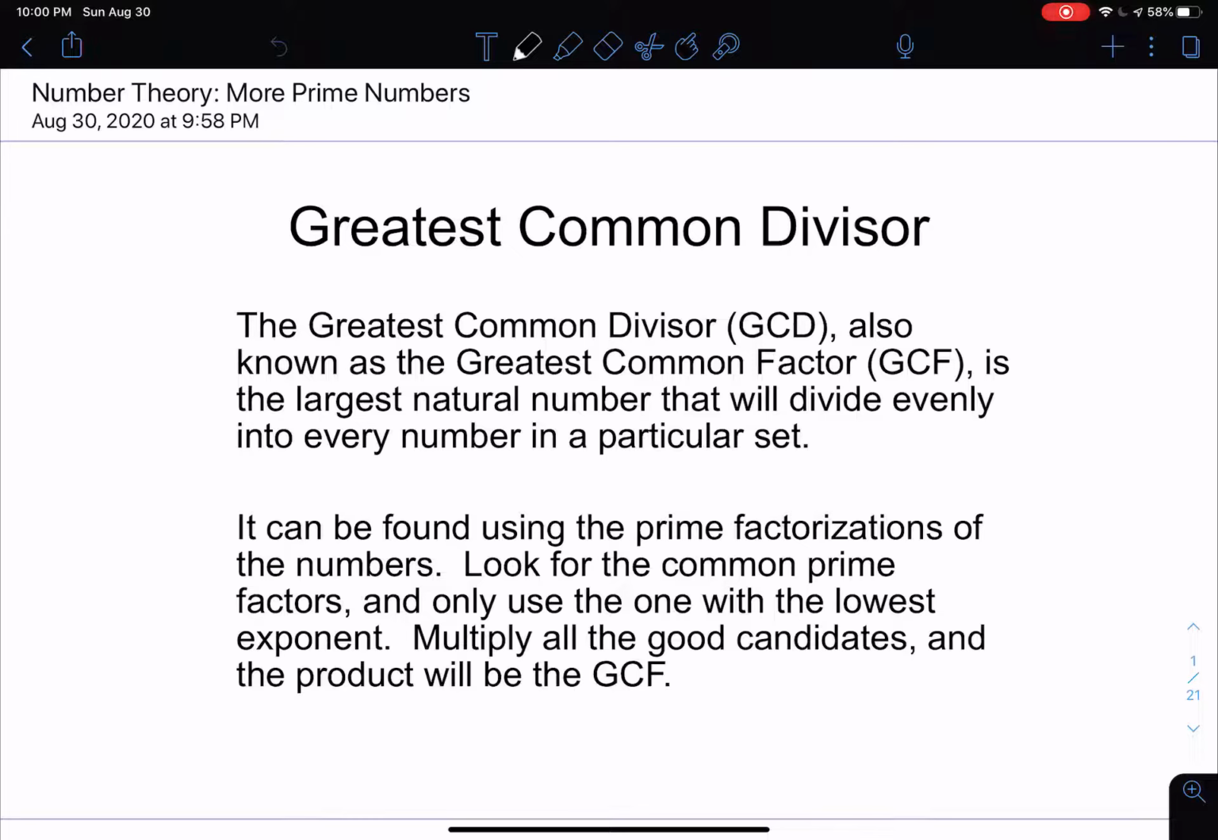All right, so starting with the greatest common factor, that is the largest natural number that will divide evenly into every number in a particular set. And if we want to use prime factors to find it, we do the prime factor trees, and we go ahead and write the prime factorizations using exponents. And then we go through and we look for the ones that are in common, and we use the one with the lowest exponent. Multiply all of those together, and that product will be your GCF, also known as your GCD. So we're going to look at the ones with the lowest exponents and use those.